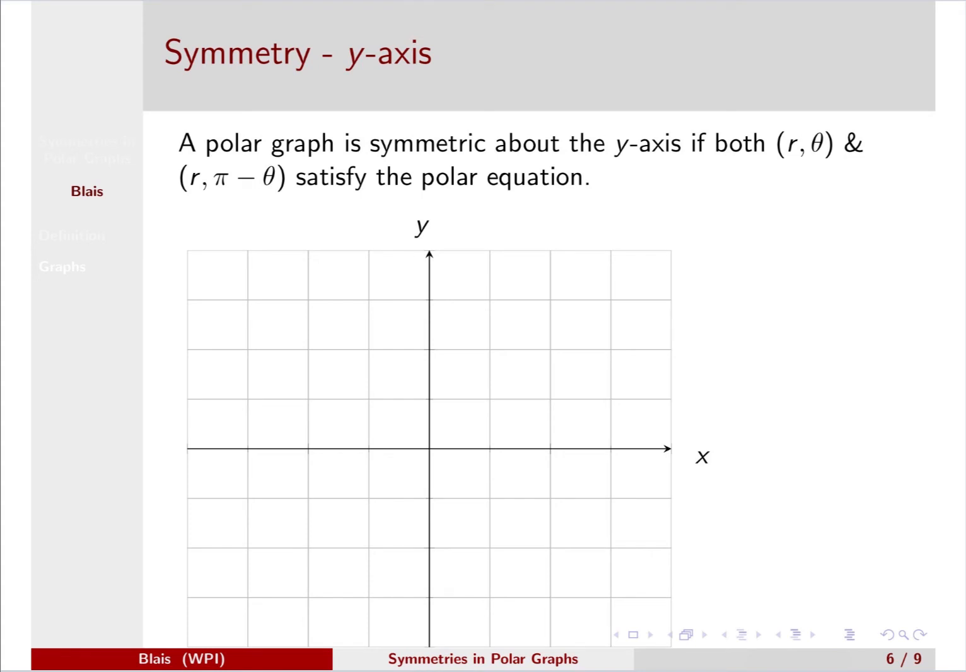How about y-axis symmetry? Y-axis symmetry would be the case when your point with polar representation (r, theta) is reflected about the y-axis. And let's think about a way to characterize that in polar. So first, we know we have r and theta here.